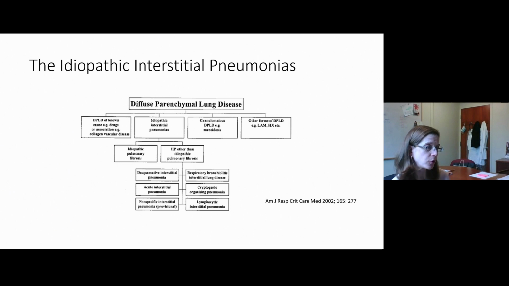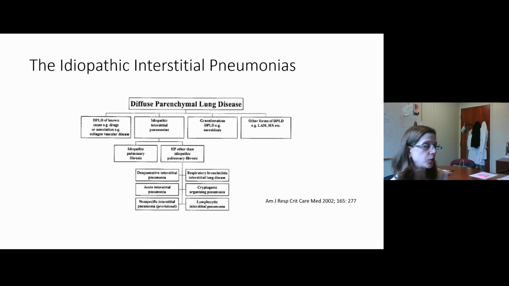Then looking at the pattern on imaging, does the pattern suggest a completely separate form of lung disease, such as cystic lung disease? That's an entirely different category of diffuse parenchymal lung disease, and you'll hear more about that later, but has its own approach. Similarly, does it suggest granulomatous lung disease like sarcoid or hypersensitivity? If so, you would take a different approach, potentially with a bronchoscopy if tissue is needed.